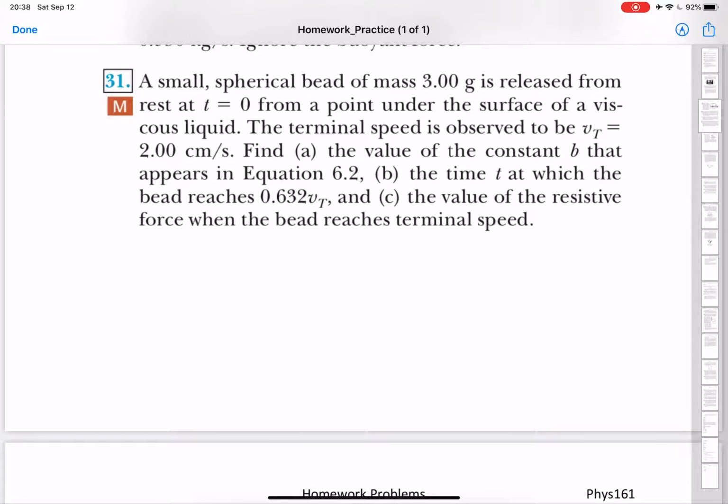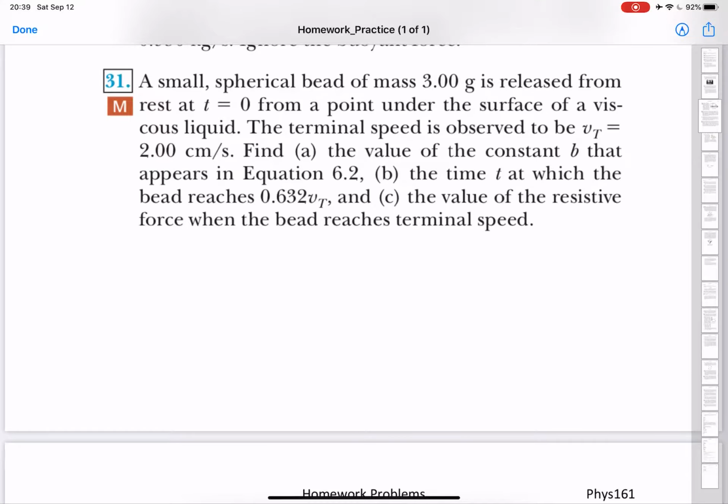A small spherical bead of mass 3 grams is released from rest at time t equals 0 from a point under the surface of a viscous liquid. The terminal speed is observed to be 2 centimeters per second. Find (a) the value of the constant b that appears in equation 6.2, (b) the time t at which the bead reaches 0.632 v terminal, and (c) the value of the resistive force when the bead reaches the terminal speed.